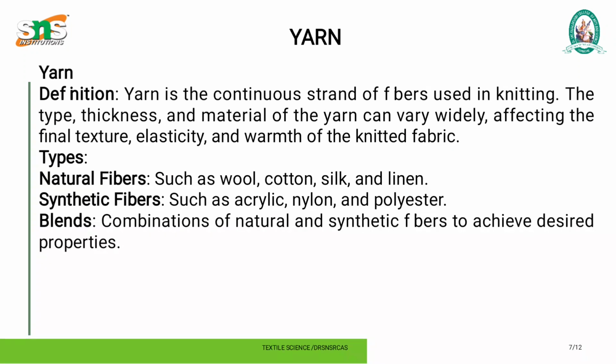Next, yarn. Definition: yarn is a continuous strand of fibers used in knitting. The type, thickness and material of the yarn can vary widely, affecting the final texture, elasticity and warmth of the knitted fabrics. Types: natural fibers such as wool, cotton, silk and linen. Synthetic fibers such as acrylic, nylon and polyester. Blends: a combination of natural and synthetic fibers to achieve desired properties.